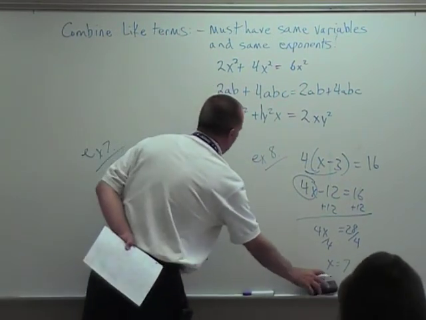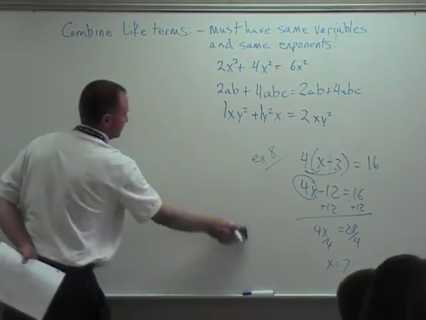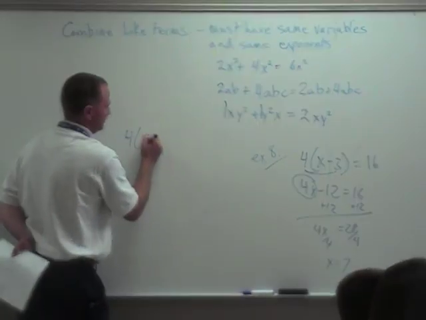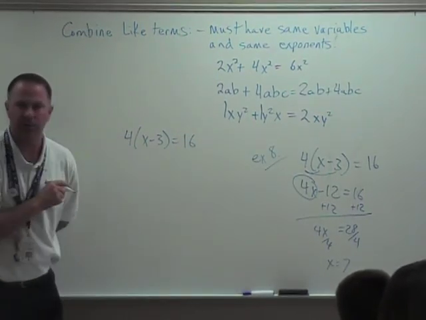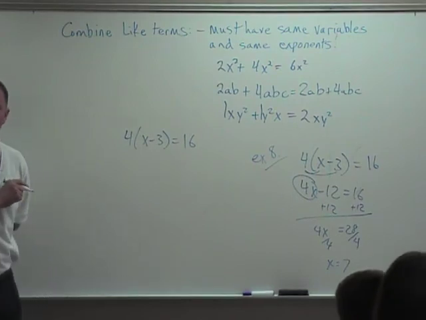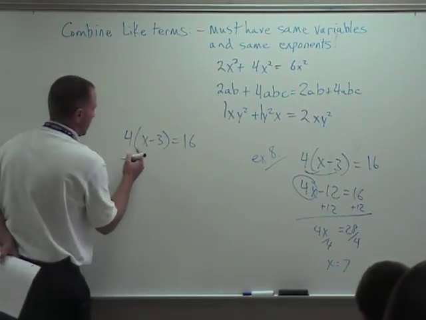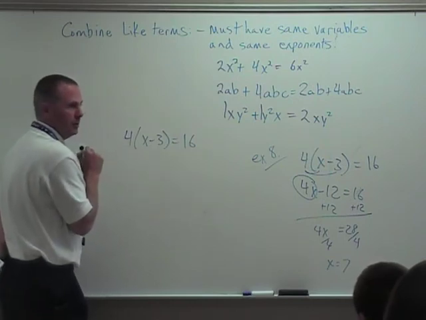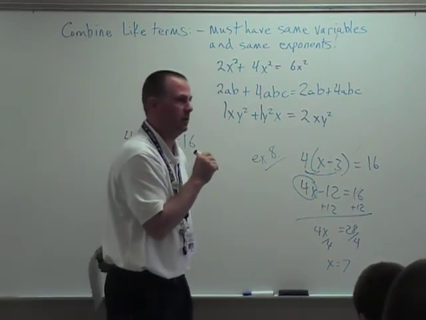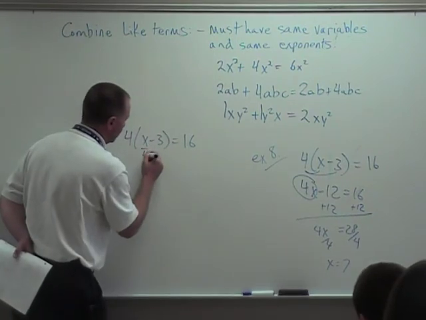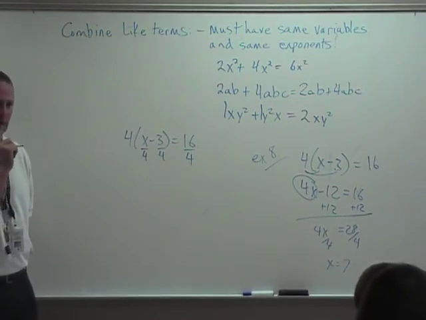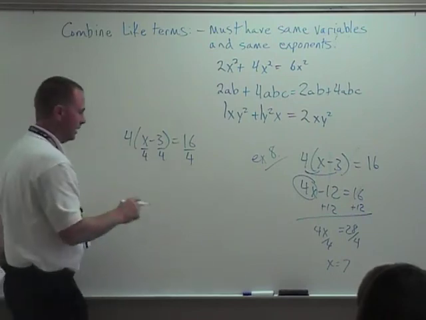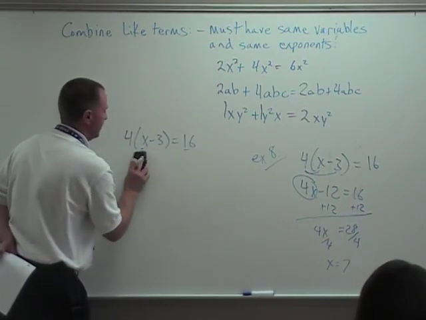Alright. Or, let me write this up here. Or you do this. How's the 4 attached to the parentheses? Multiplication. Can I divide by 4? Yeah. And here's the trick. This is where students make a mistake. Students do this. Don't write this down. They'll do this. No. Let's not do that. Unless you're going to distribute first. Okay? So really what I'd like to see is this.